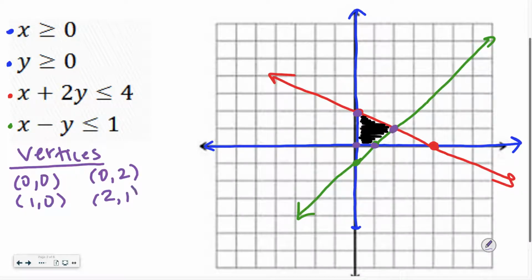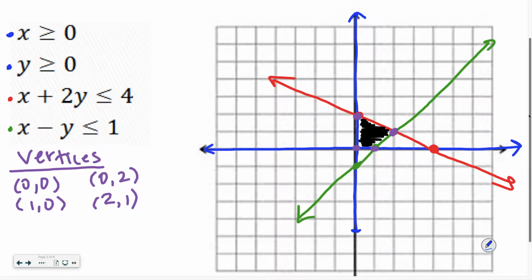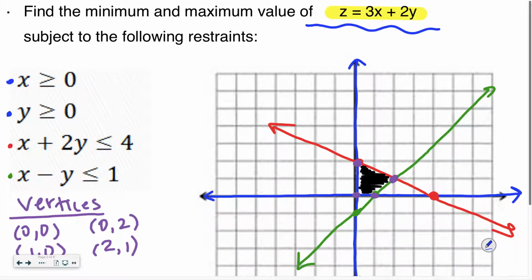Okay, this is the intersection of green and red. So here is my red. Let's make it an equation. 2 plus 2 times 1. Does that equal 4? Okay, here's my green equation. 2 minus 1 equals 1, right? Okay, so luckily our graph was nice and we got to save a step of having to do the algebra. Now what we get to do is come back to the objective quantity and plug each of those vertices in.